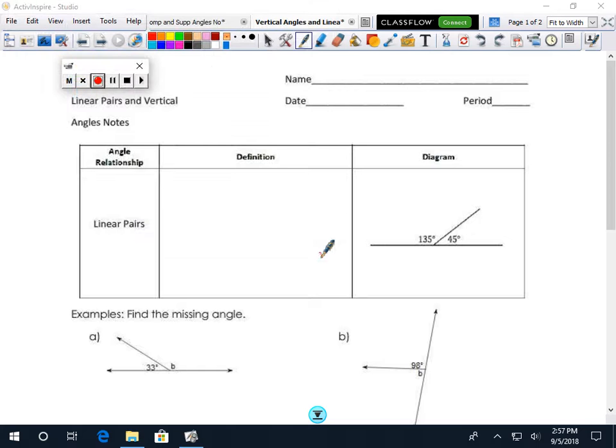Okay, so we're going to start off talking about linear pairs. Of course, hopefully, whenever I say the word linear, you hear the key word line. The definition for linear pairs is two (and I'm going to say in parentheses, or more, because we can have more than two) angles that form a straight line.